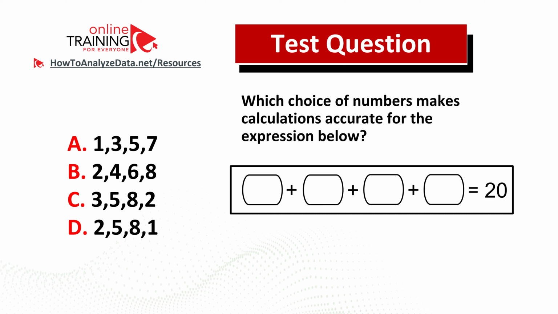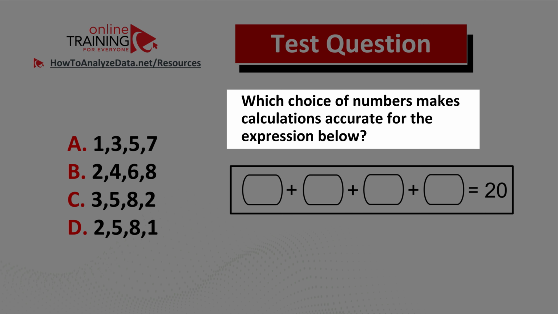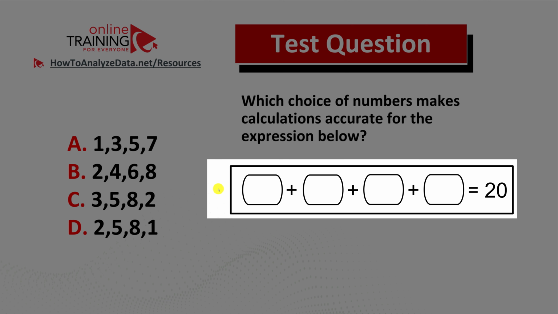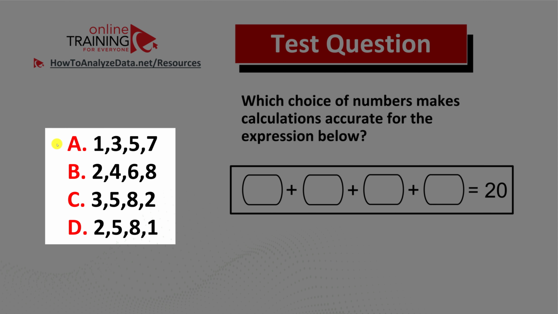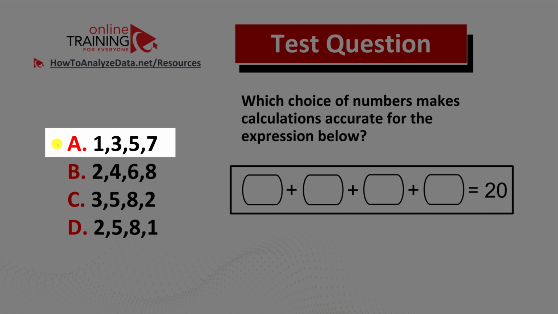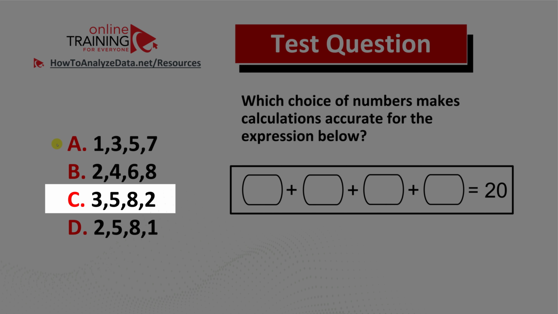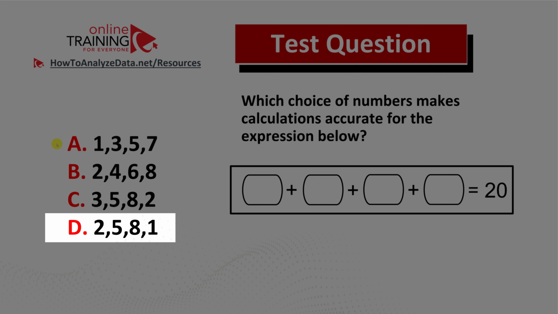Let me share with you not so challenging, but the question we see very frequently on the test. Which choice of numbers makes calculations accurate for the expression below? You have an expression where four numbers would need to be added up to get a result 20. And you have four different choices. Choice A, 1357. Choice B, 2468. Choice C, 3582. And choice D, 2581. Do you think you know the answer?